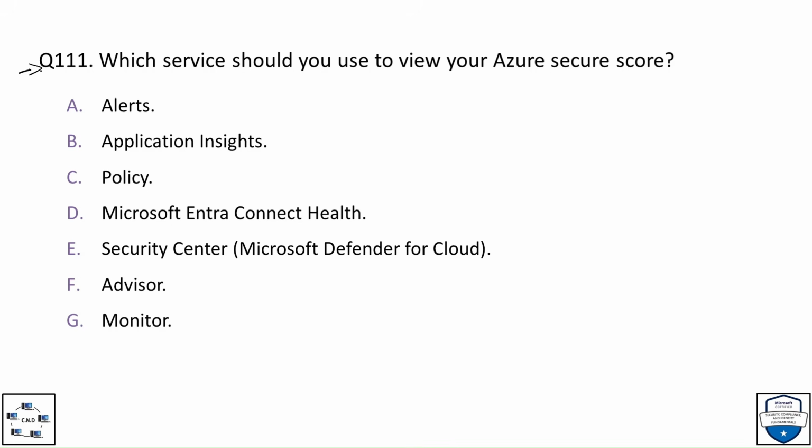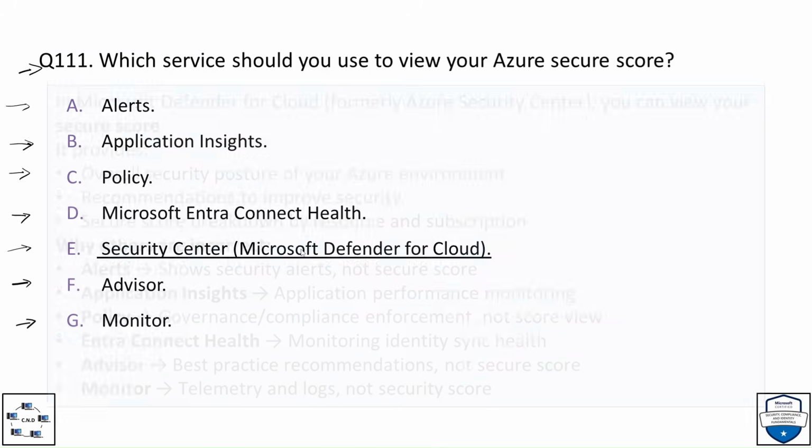Question number 111, which service should you use to view your Azure Secure Score? And the options are option A, alerts, option B, application insights, option C, policy, option D, Microsoft Entra Connect Health, option E, Security Center, that is Microsoft Defender for Cloud, option F, advisor, and option G, monitor. And the correct option is option E, Security Center or Microsoft Defender for Cloud.